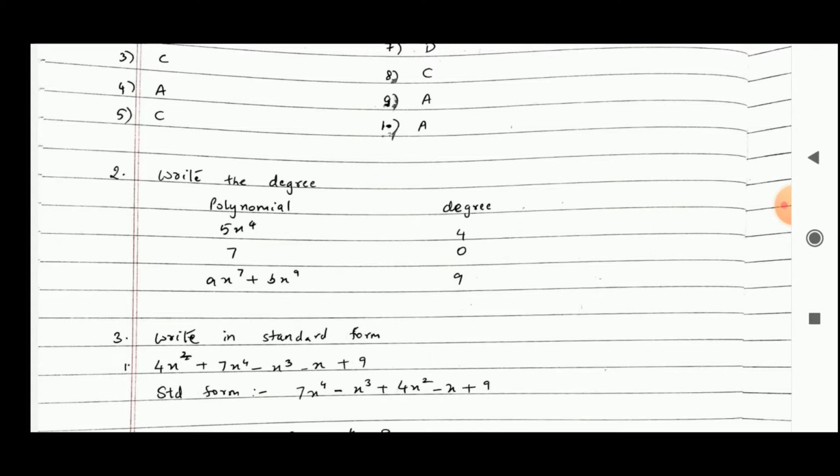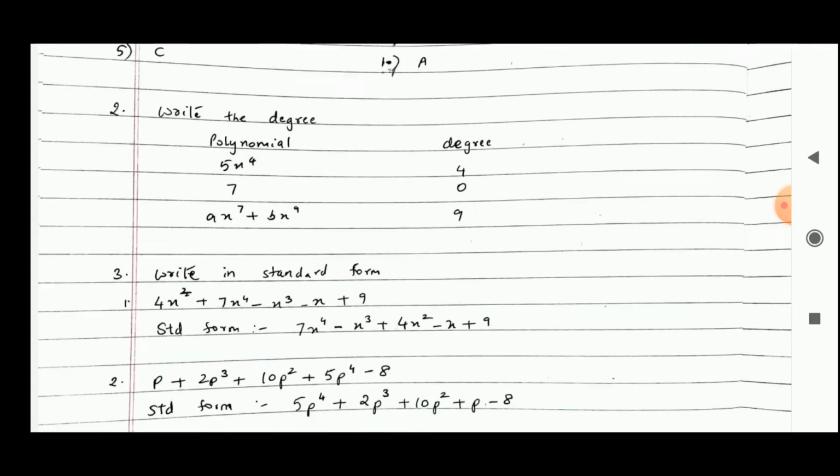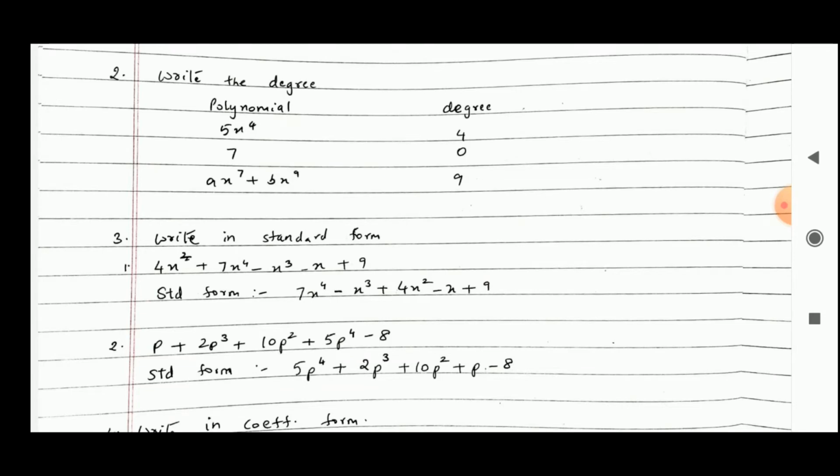Write the following polynomials in the standard form. In standard form you have to write down the terms with decreasing powers of x or with increasing powers of x, but normally we write the terms in decreasing powers of x. So, 7x raised to 4 plus 4x square minus x cube plus 4x square minus x plus 9. And second one is 5p raised to power 4 plus 2p cube plus 10p square plus p minus 8.